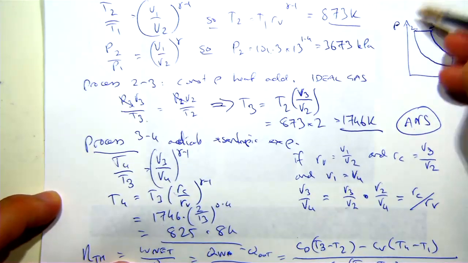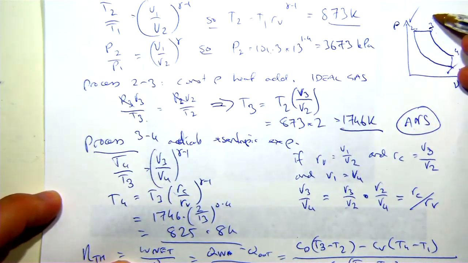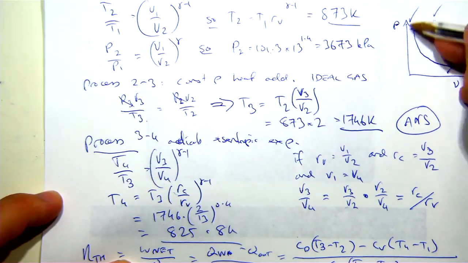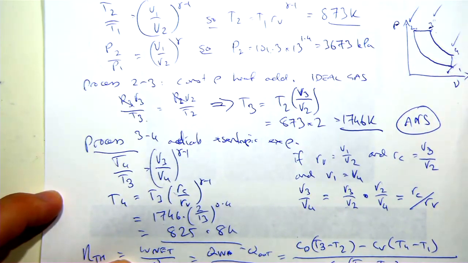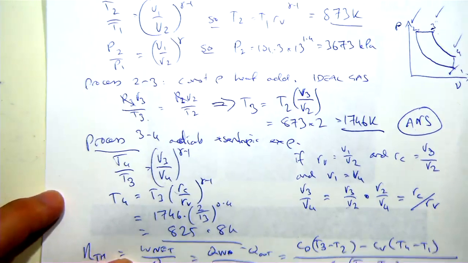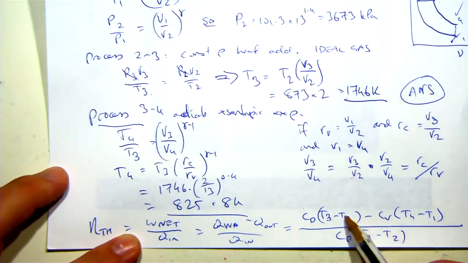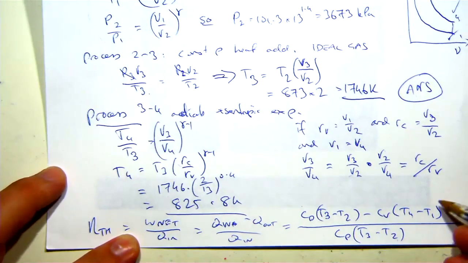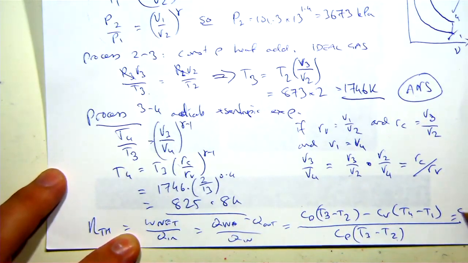I was given that temperature, I determined that temperature isentropically, I determined that temperature by constant pressure, and then I used all the various geometries to work my way around to this temperature. So I've got all the temperatures I need. I've got 1 and 4 and 2 and 3, and I've got Cps and I've got Cvs. This can be solved for 58, to equal 58%.